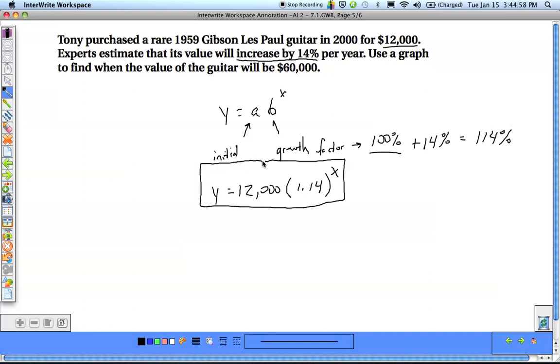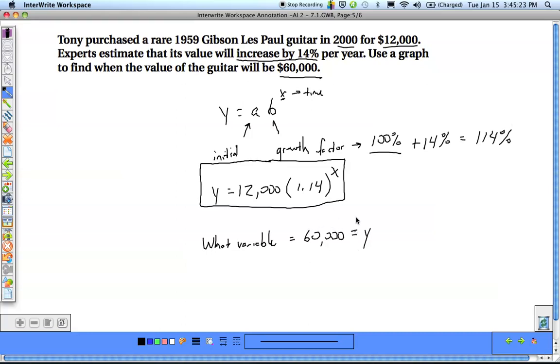Now, all we have to do is answer the question, which says, when will it be $60,000? What we want to know is what variable is actually going to be equal to $60,000. Normally, x deals with time. Since we're talking about years here, he bought it in 2000, so x is time. So what variable is it? That variable needs to be y.